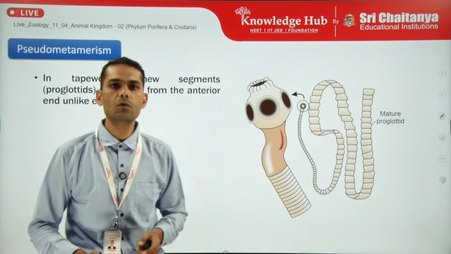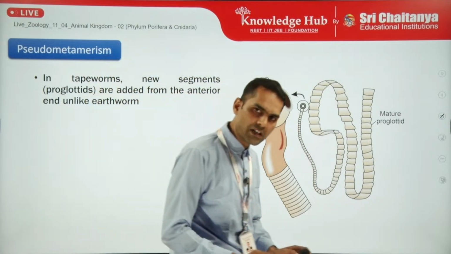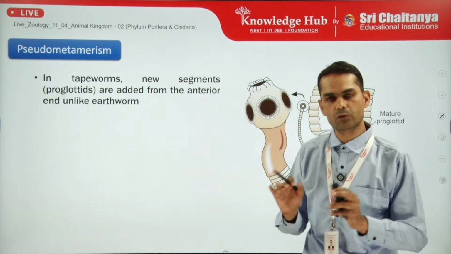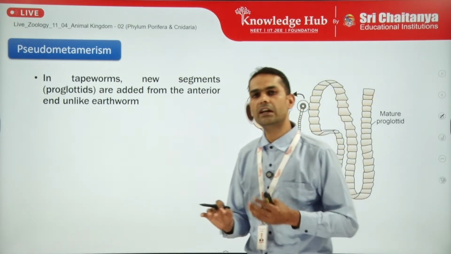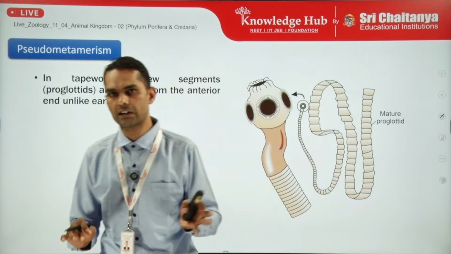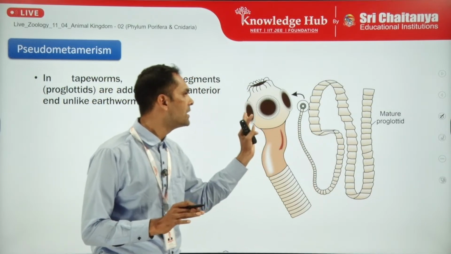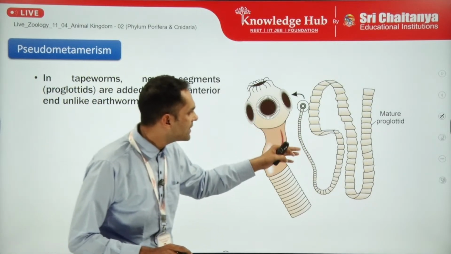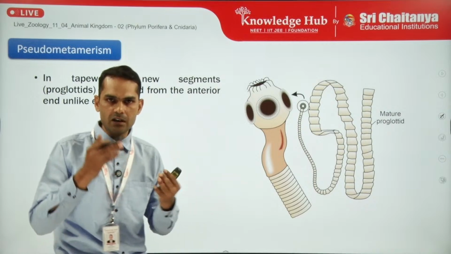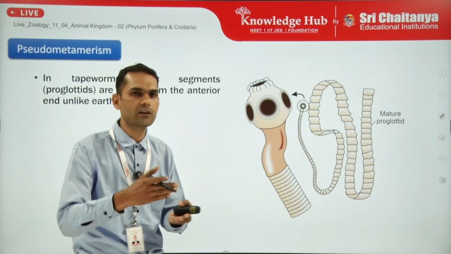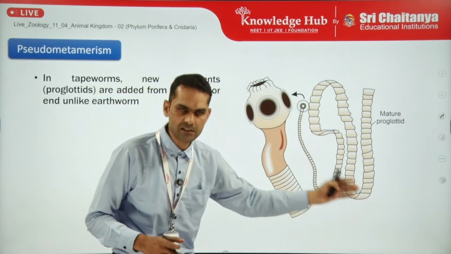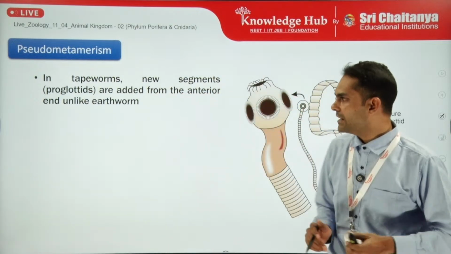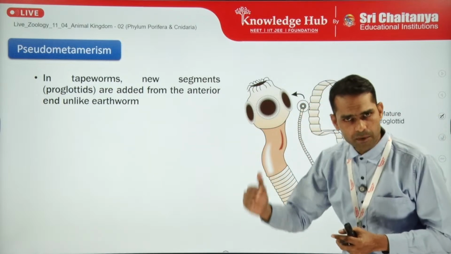Moving further to the definition of pseudo-metamerism or pseudo-segmentation. You will find pseudo-metamerism only in one of the phyla, which is the Platyhelminthes. Here, in the example of the tapeworm, you can see that the body is externally divided and also internally divided into different proglottids or segments. But here, one condition is not fulfilled. That means there is no serial repetition.